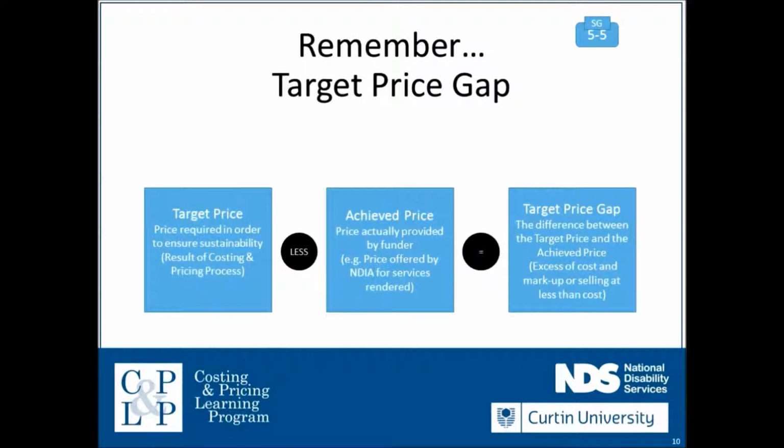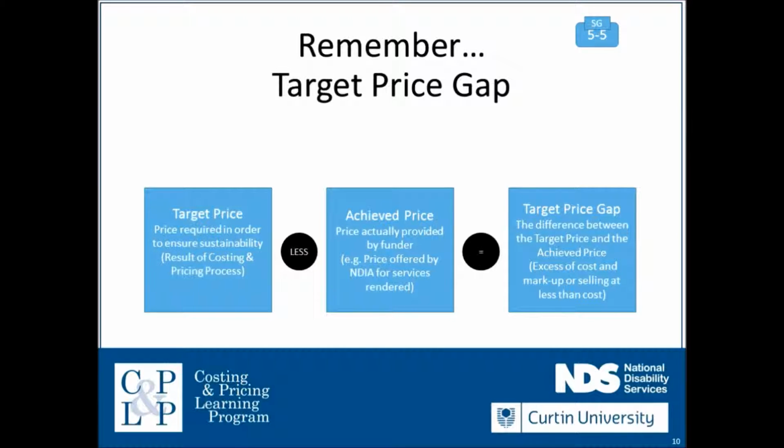The target price gap is critically important for us to understand in order to support our sustainability going forward. It's the target price gap that we are looking to calculate all of the time because we know full well that the achieved price is always going to be different to the actual target price that we're looking to have. By and large, unfortunately, because of the history of funding in Australia for human services, it's quite likely that that target price gap is going to be negative. In other words, our target price is less likely to be equal to or greater than the achieved price, the actual price received by a funder.